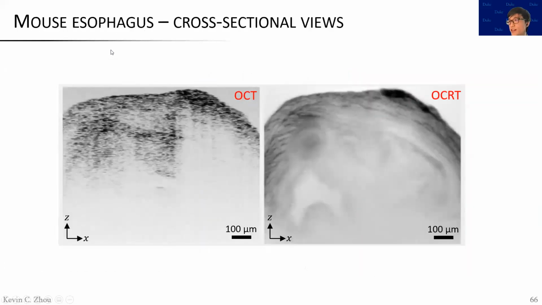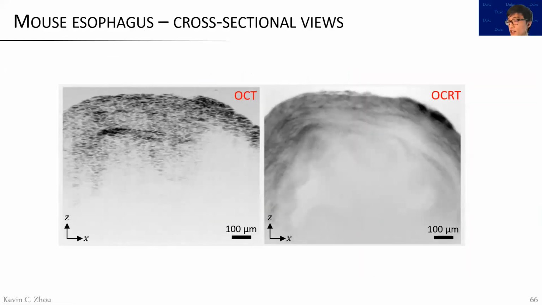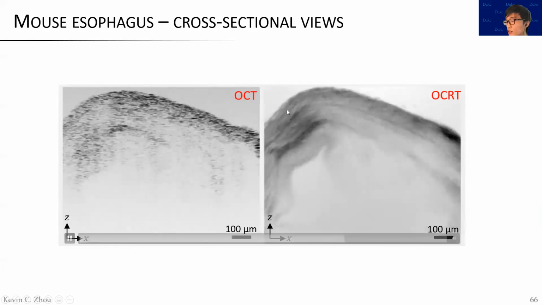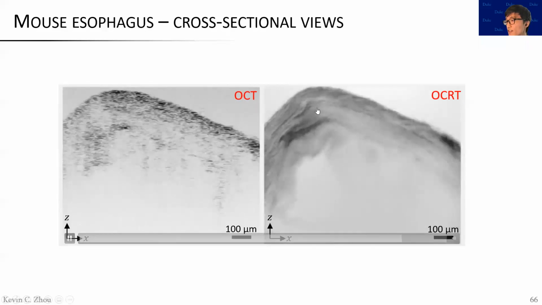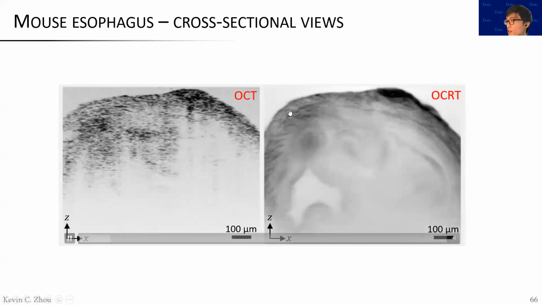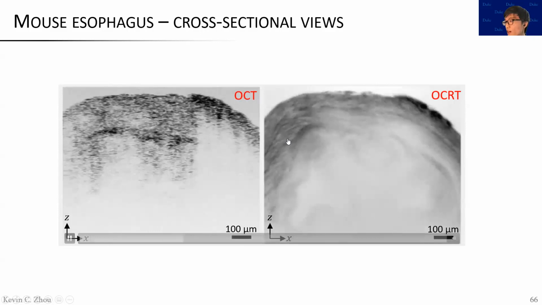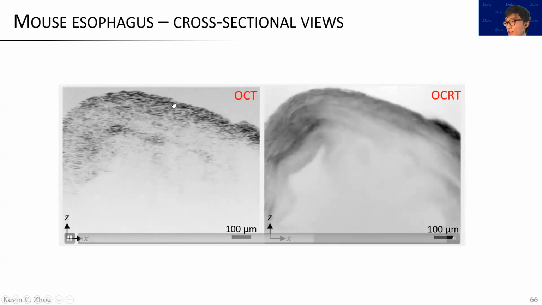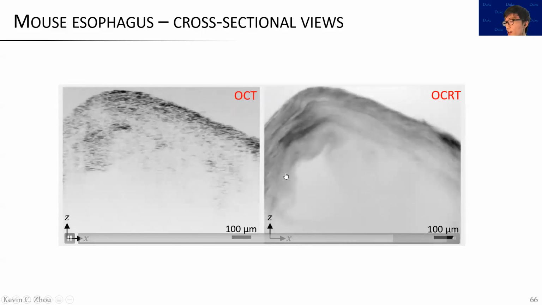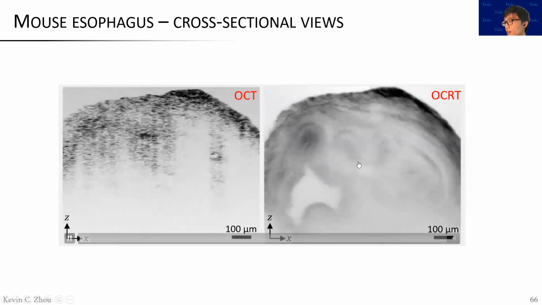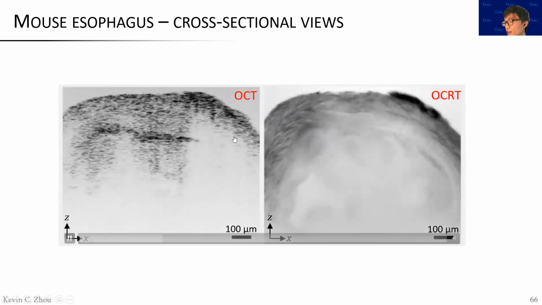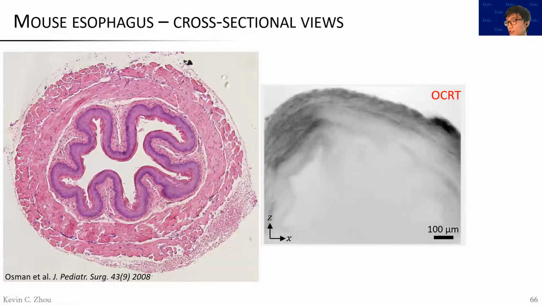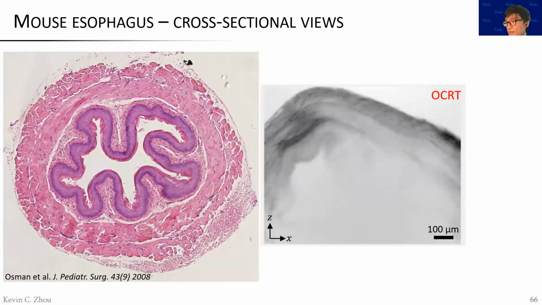We also imaged the mouse esophagus. This is a cross-sectional view, so Z is the vertical dimension. So you'll note that we can see 2 different layers, these 2 outer muscle layers, because the fibers, as you're flying through, are moving in different directions that we don't really see in regular OCT. And we can also see the epithelium nicely in OCRT that we don't see in OCT. And this is all consistent with histological comparisons.